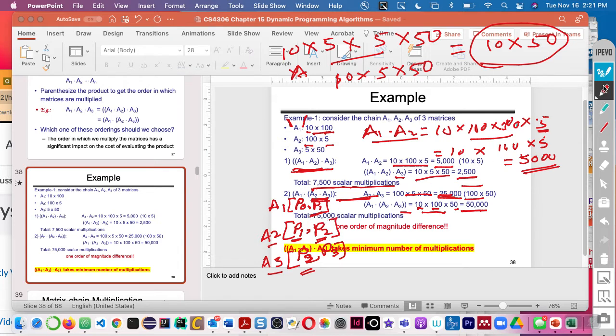So we will get exactly the same result, okay, but the way we are multiplying, the order we are following, what?